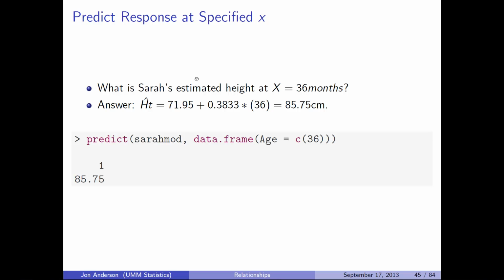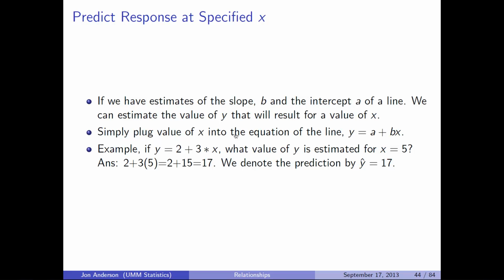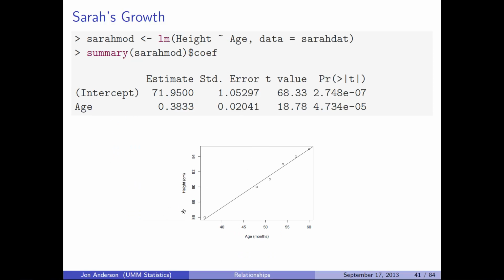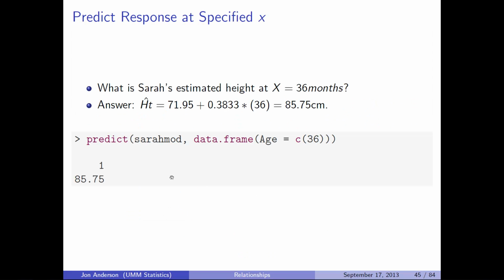Using the least squares line, what do we think Sarah's height would be at 36 months? Well, if we go back to the scatter plot, I can kind of show you what we're doing. 36 months is back here. What do we estimate her height to be? Well, it looks like it's going to be about 86 centimeters. And if we plug in 36 months for x, the slope is 0.3833. We multiply those two numbers together. We add 71.95 for the intercept, and we get an estimated height of just about 86 centimeters, 85.75 centimeters.